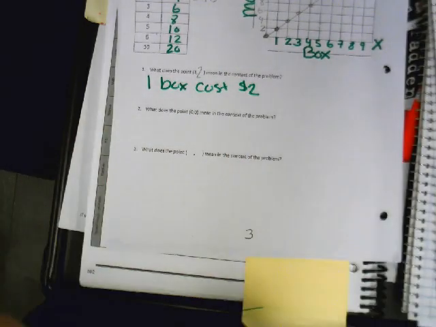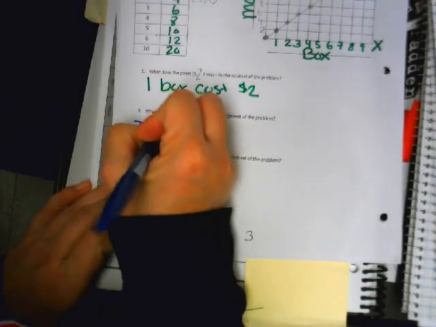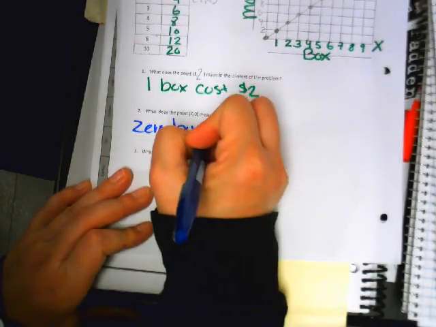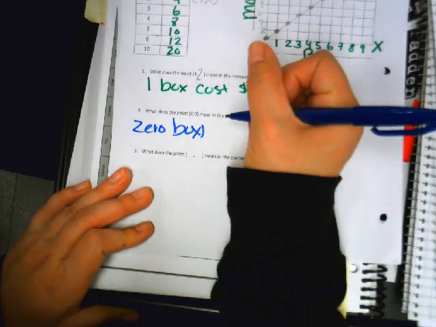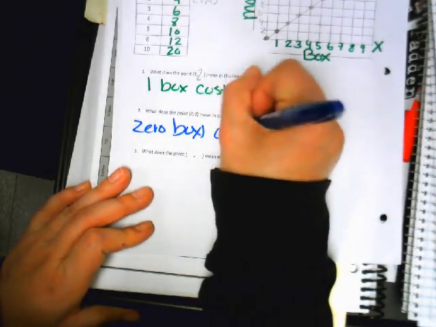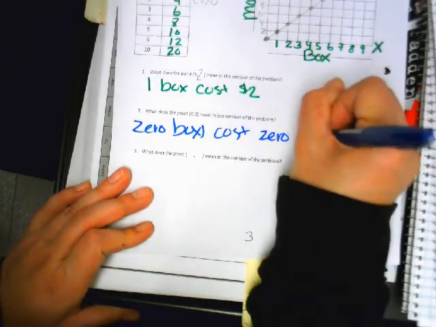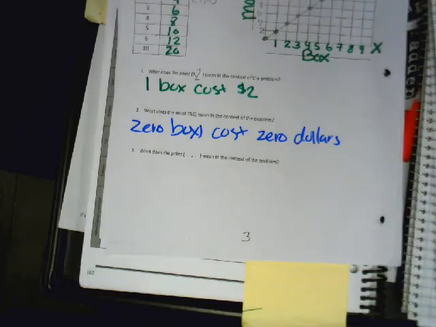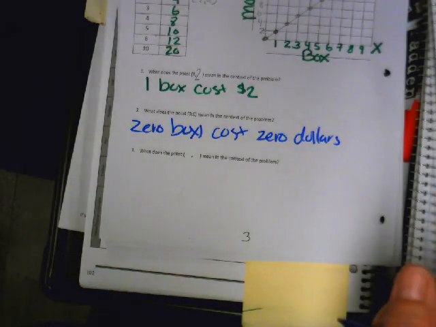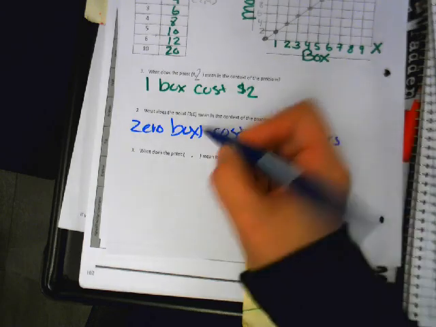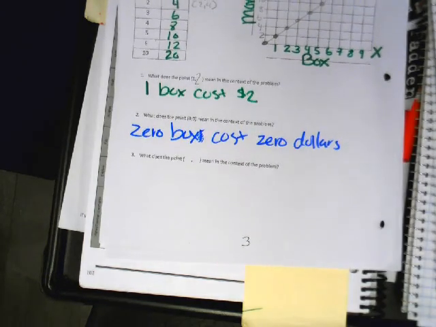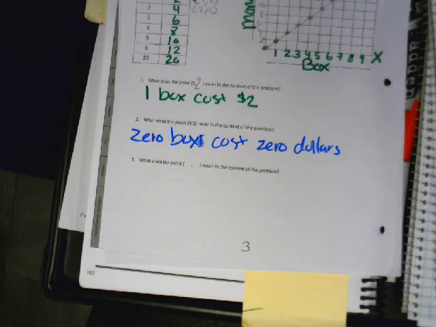Okay, what does the point 0, 0 mean in the context of the problem? Yes. 0 boxes. As ridiculous as the question is, why are you asking me about 0, 0? That's like the most simple thing. Like, why would you even do that? They ask it all the time on the same test.